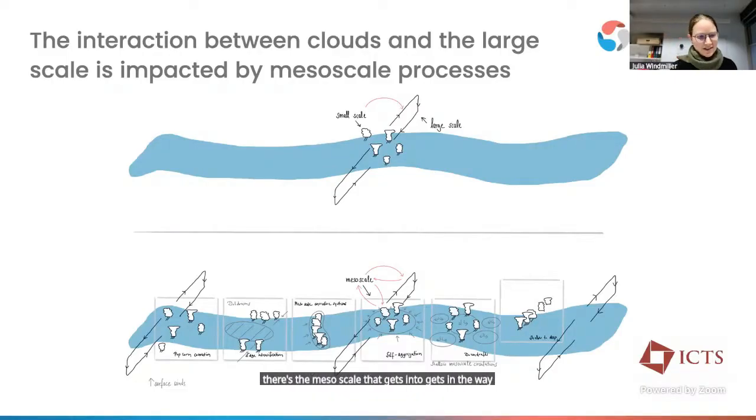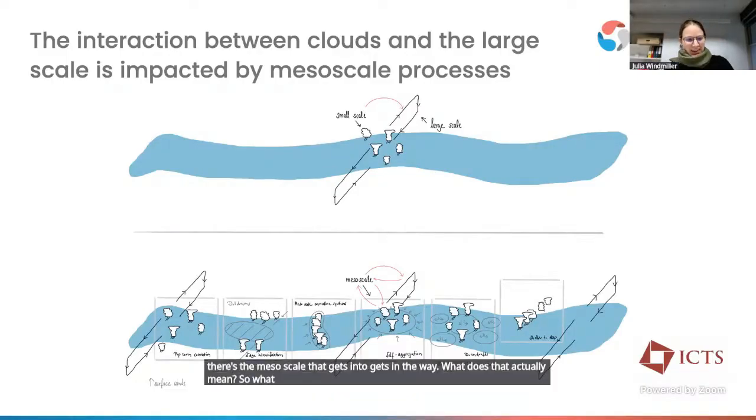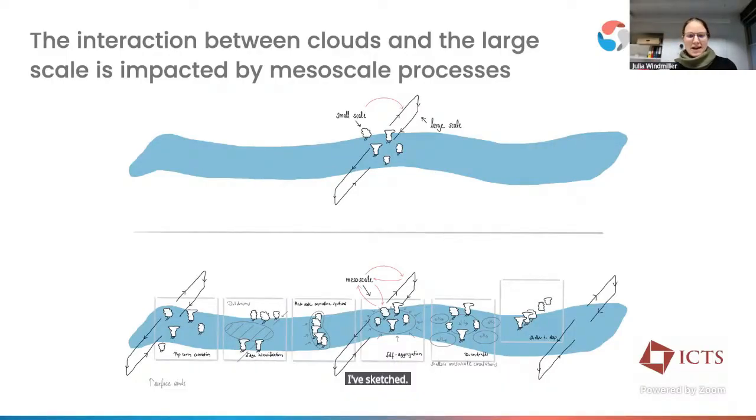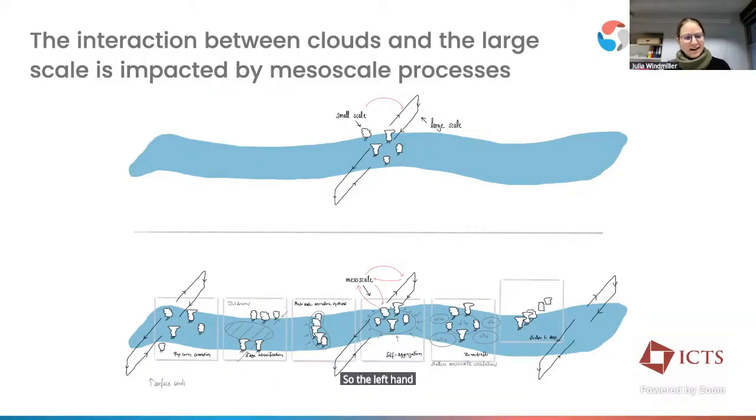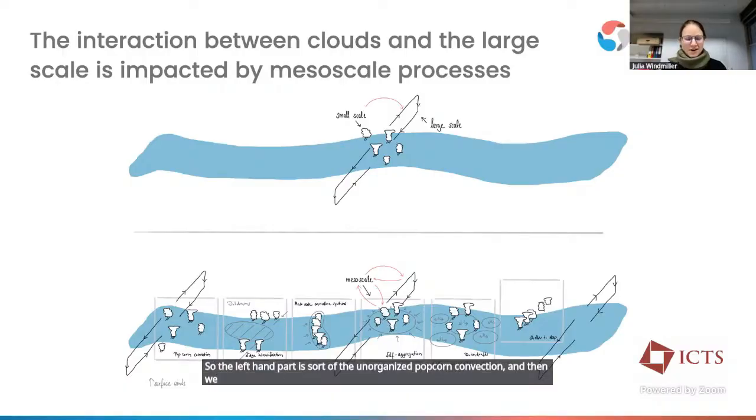What does that actually mean? So what that means is that I've sketched a couple of different ways clouds can organize themselves on the mesoscale. The left-hand part is the unorganized popcorn convection, and then we have different ways in which clouds can organize, and I will talk about some of them in detail in a second. But the problem is it matters.